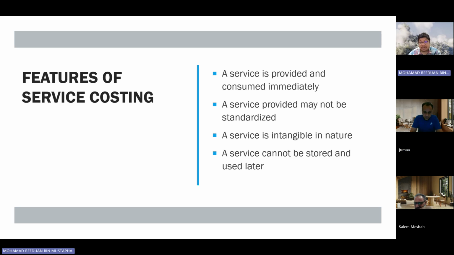Our service is provided and consumed immediately. A service provided may not be standardized. There could be various. A service is intangible in nature, which means you cannot touch it, but that is the nature of the service. A service cannot be stored and used later. That's why human trafficking is not a part of service. It's illegal. You cannot do that. You cannot store and use later. So these are the features of service costing.